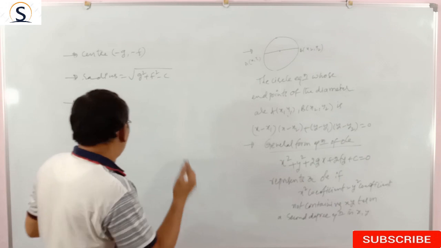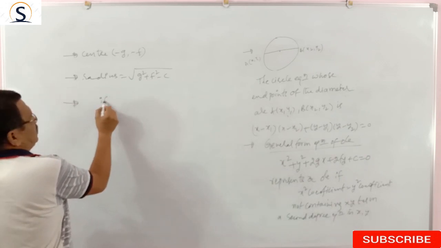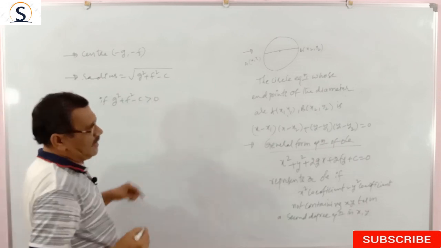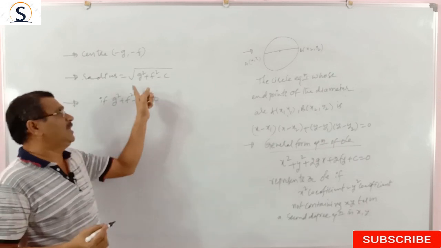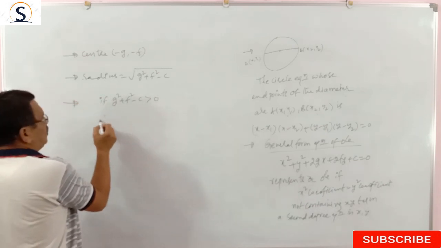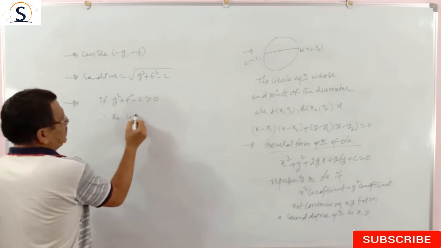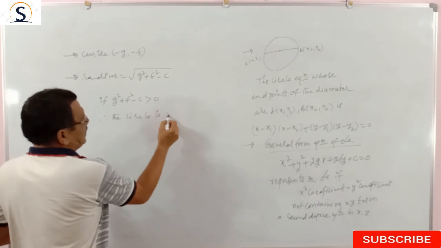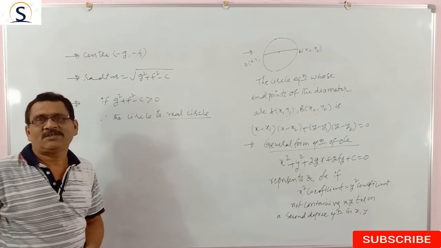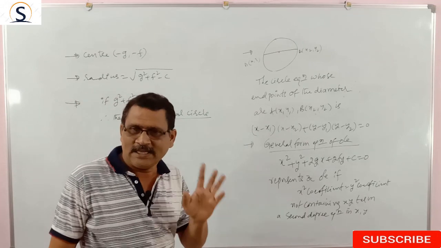or equal to 0. So, what happens if g square plus f square minus c is greater than 0? That means it is a real value. The under root value is positive, so it is a real value. Therefore, the circle is a real circle. Real circle means g square plus f square minus c greater than 0.